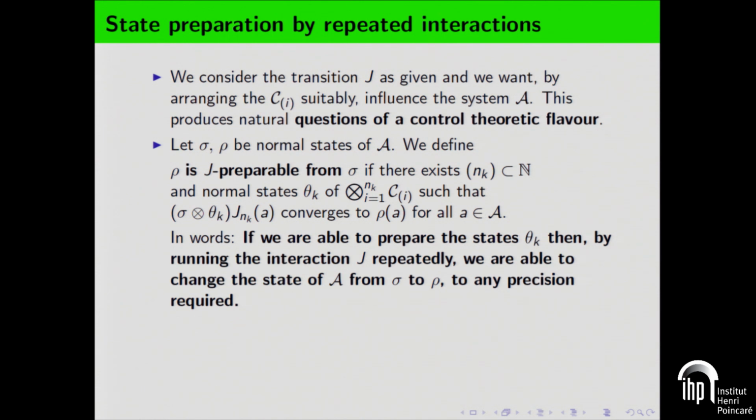That says that if we are able to prepare these states theta_k in these finitely many copies of the Ci's, then we just have to run the interaction n_k times, and then the original state sigma is transformed to rho by that. So just by doing the interaction J n_k times, we have transformed the state sigma to the state rho. That's what it says.